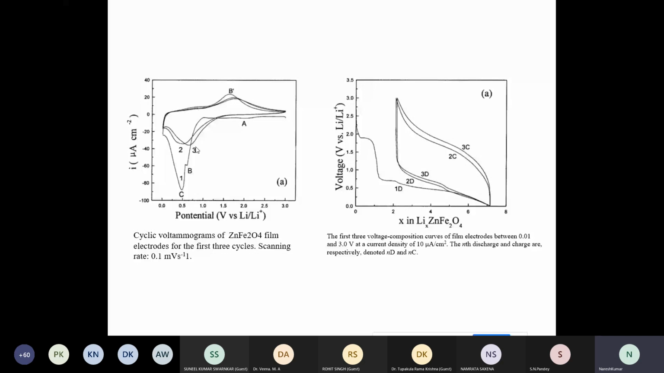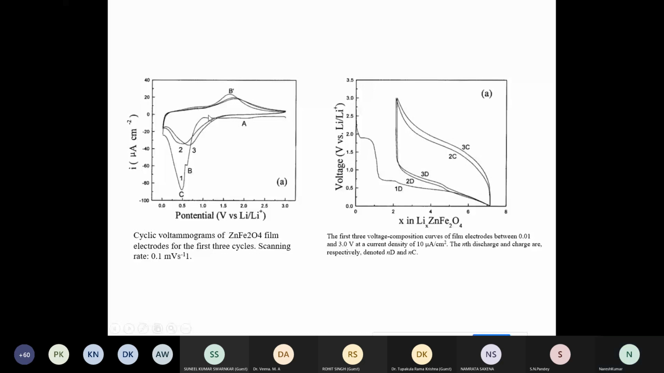Let's say at B and at C, what exactly is happening? If I talk of cycles, let's say cycle number 1 and cycle number 3, when I go from cycle 1 to cycle 3, this loop has a significant change. There's a significant difference. So from the 1st cycle to the 3rd cycle, my loop is getting changed.